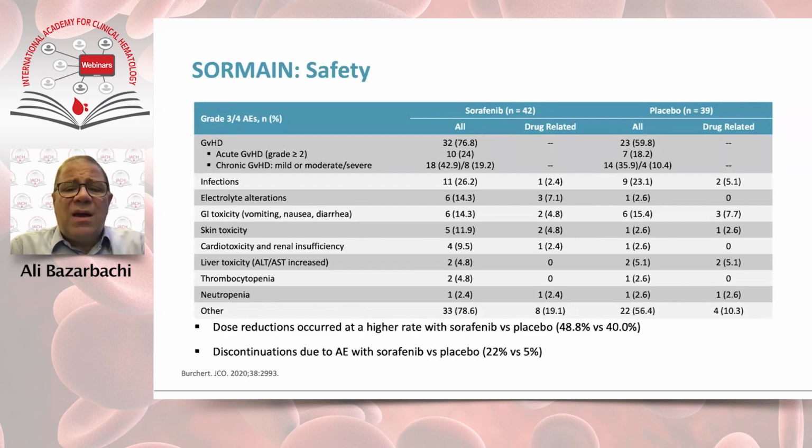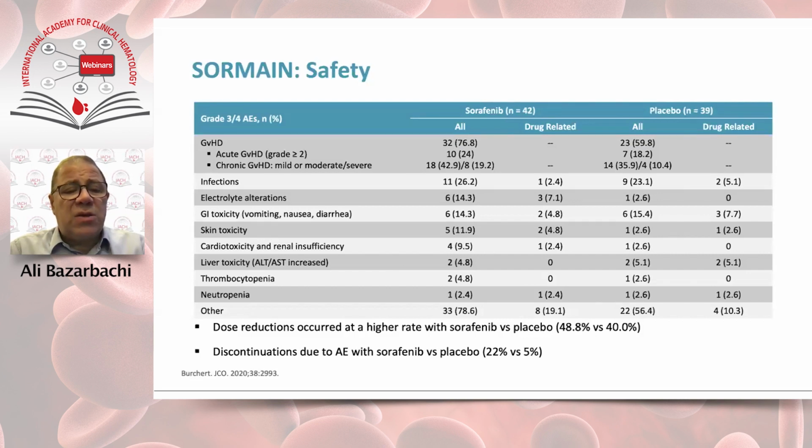In terms of safety in this German randomized SORMAIN trial, sorafenib was relatively well tolerated. We had some increased risk of skin toxicity from 2.6% with placebo to 11.9%, and some increase in cardiac toxicity from 2.6% with placebo to 9.5% with sorafenib, but most of these were considered not drug-related. Only one case of drug-related cardiotoxicity was reported in the sorafenib arm.